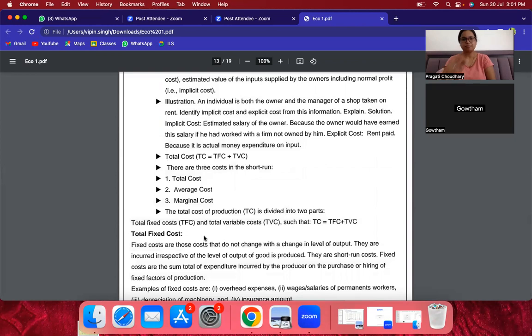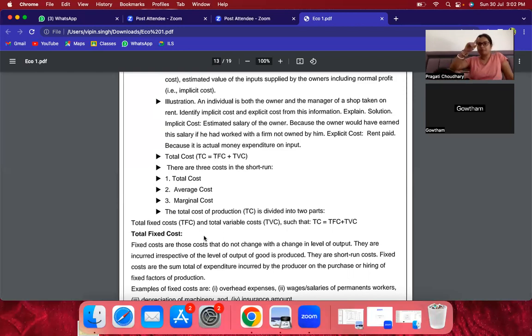Would you please mind reading this illustration? Yes, ma'am. Illustration. An individual is both the owner and the manager of a shop taken on rent. Identify explicit costs and implicit costs from this information. Solution: implicit cost is the estimated salary of the owner, because the owner would have earned the salary if he had worked with a firm not owned by him.